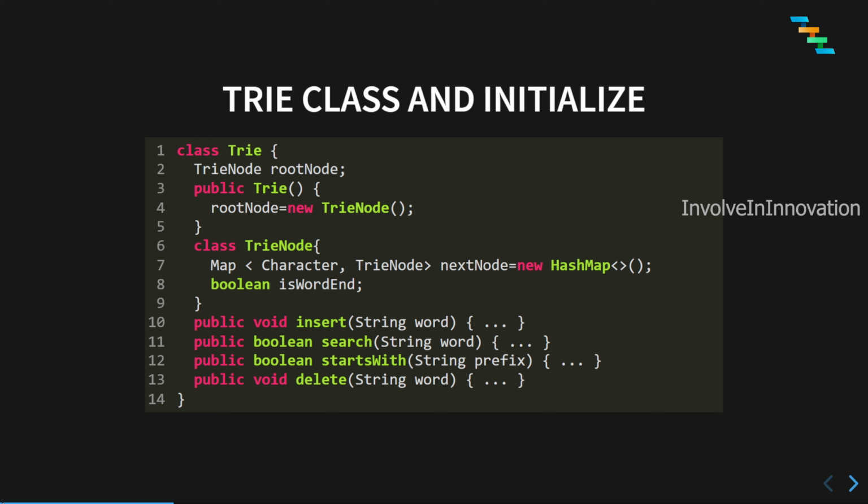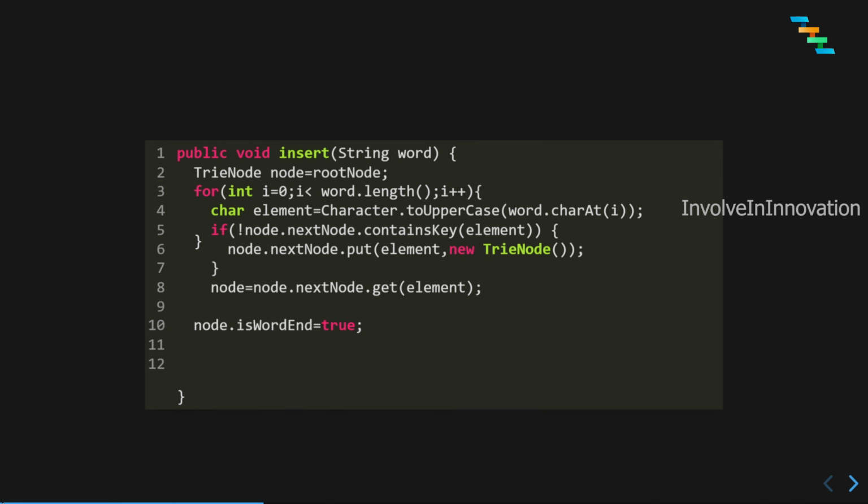It also has a constructor for this trie. The constructor holds the root node. So the root node is the starting point. We need to always make this reference explicit so that we will always start from the root node. We will have these methods: insert, search, starts with, and then delete. Now we will see insert.